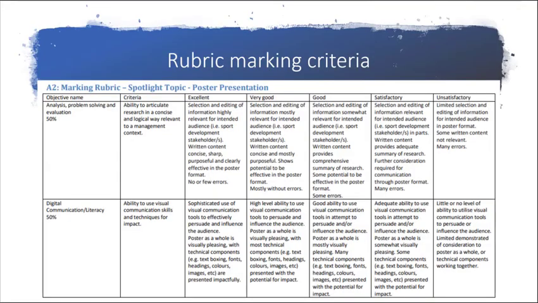First, let's take a look at the marking rubric criteria to determine what you're being marked on and therefore what you should focus your efforts on. So there's two criteria here for the poster. One looks at your ability to articulate research in a concise and logical way relevant to a management context. This criteria is about your selection and editing of information. So being purposeful in your selection of what to include and also what you leave out.